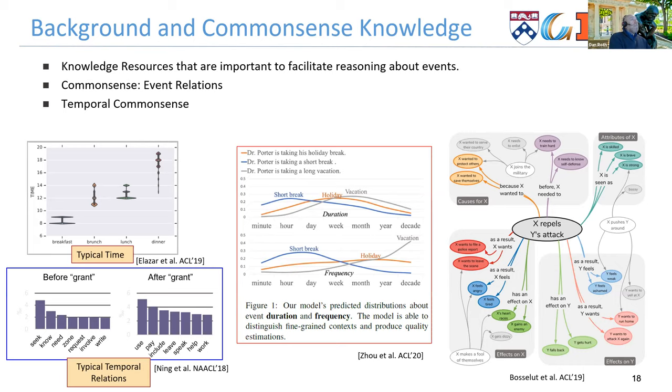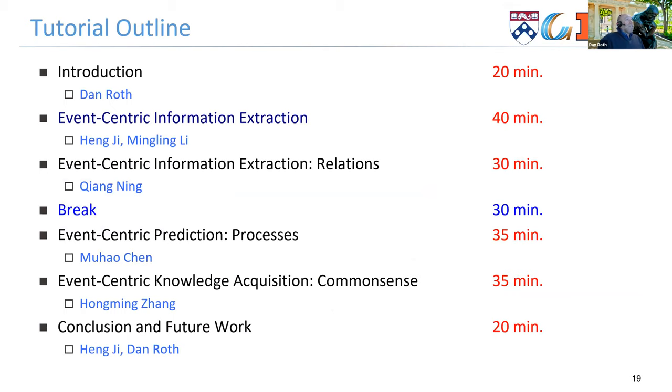Overall, this is the plan of the tutorial. After this introduction, we're going to continue with event-centric information extraction and move on to event-centric relations between events. Then the plan was to have a short break, even though I think we've been notified that there's not going to be a break. So we'll directly continue with work on processes, followed by work on common sense in the context of events, and then end with 20 minutes of conclusion and some future work.